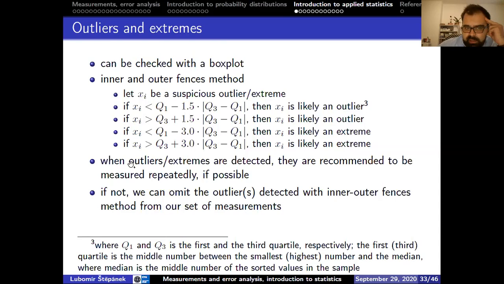When you detect that there are some outliers or extremes in your sample, then if you have this option, try to measure this value once more. There are two possible results. If you measure it one more time and get a more feasible value, then it's okay. The second outcome is that you are still getting a very unfeasible or massive value. Then in such a case, maybe it's not an outlier. It's the result of something which is not, for example, for us at this moment.